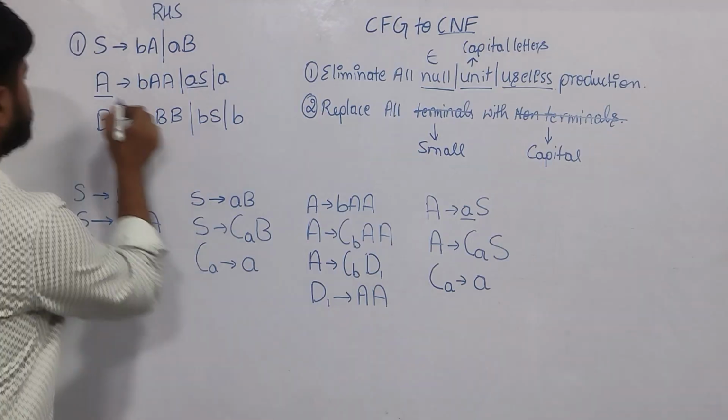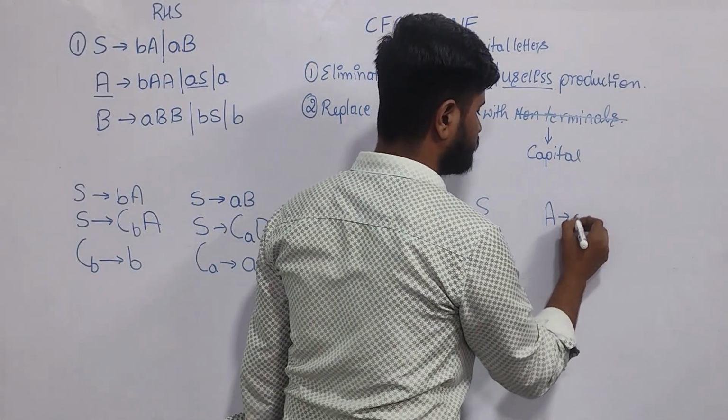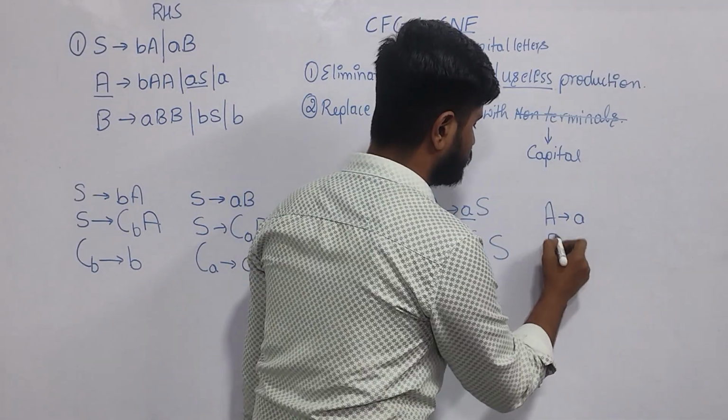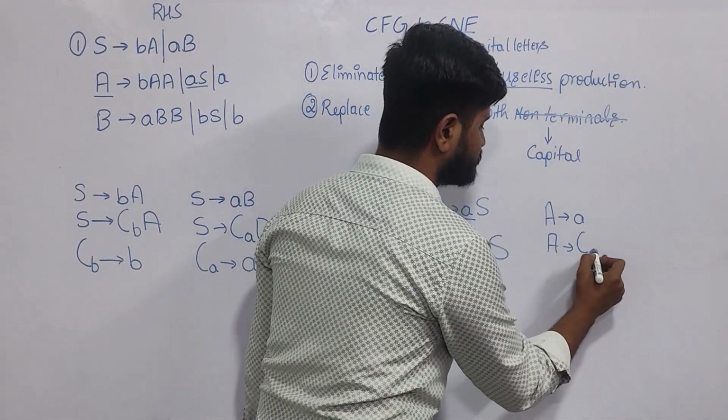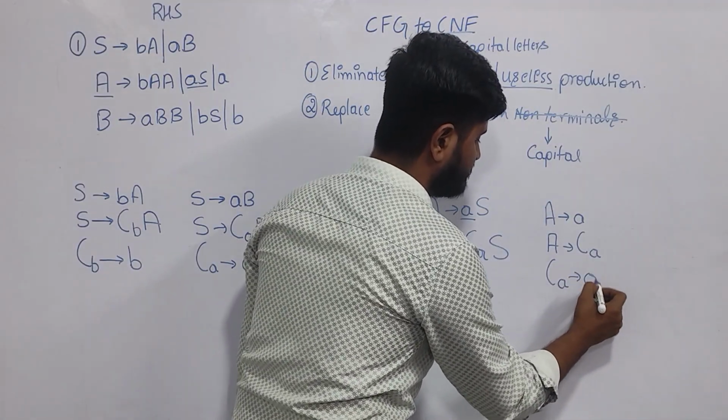Next, capital letter A producing small letter A. I must replace it. So A producing C, small letter A. So capital letter C, small letter A is replacing small letter A.